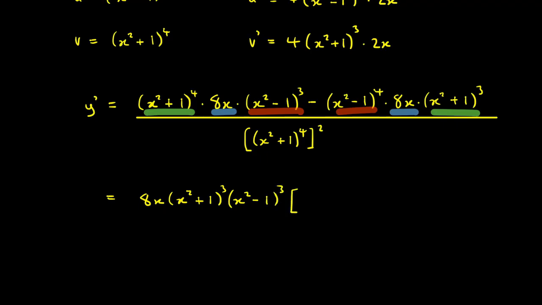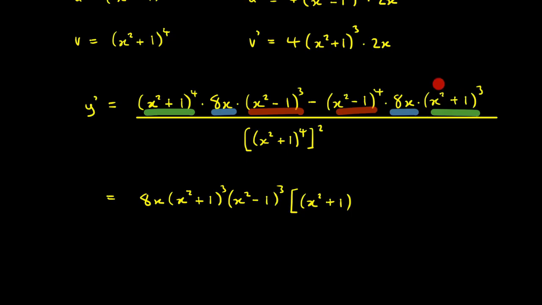So if I do that, then for this whole term here, once I factorize out 8x and once I factorize out (x squared minus 1) to the power of 3, I'm just left with x squared plus 1, because I've already factorized out to the power of 3. So I've just got one of those terms left. So that's x squared plus 1.